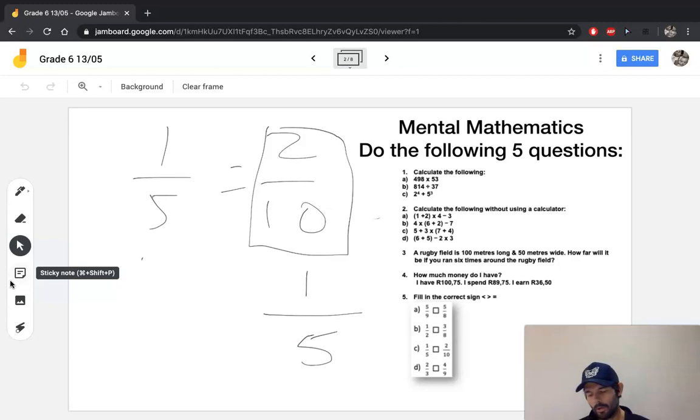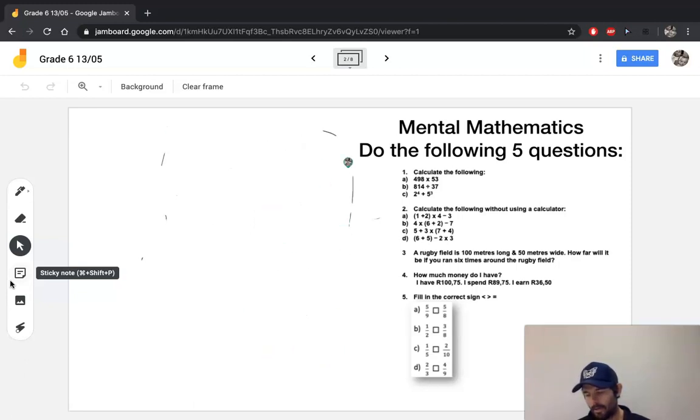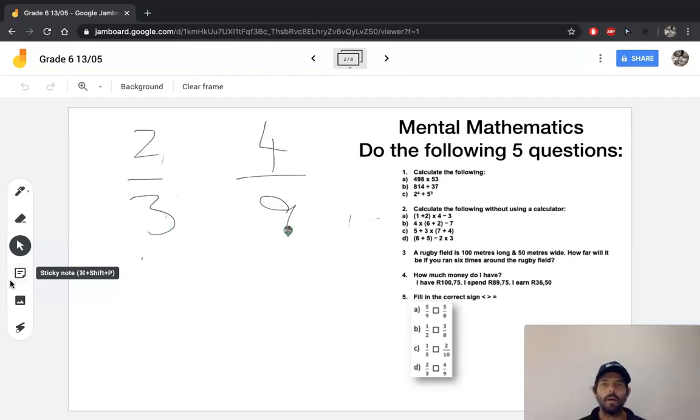Okay, and then your last question, question D, that is 2/3 and 4 over 9. Okay, and here we can most definitely convert the denominators to the same amount. So I can change this 3 into 9. Remember, whatever I do to the denominator, I do to the numerator. Now I've got 6 over 9 and 4 over 9. And there you can see which fraction is bigger. So 2/3 will be bigger than 4 over 9. Okay, cool.